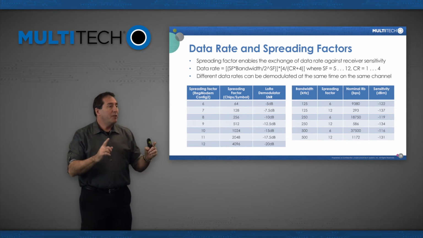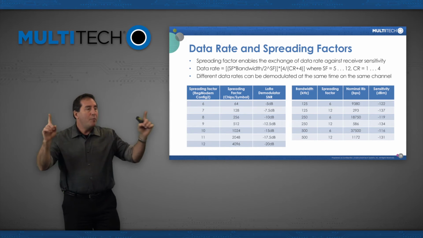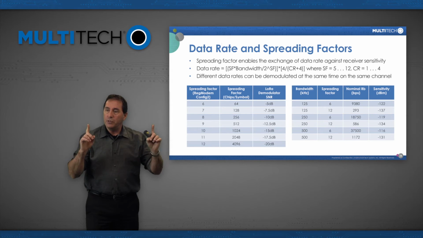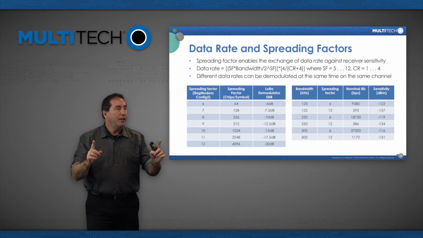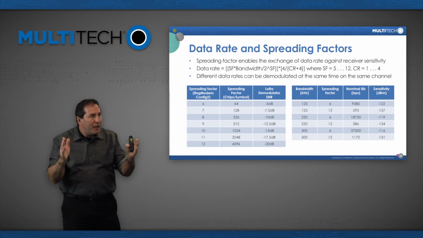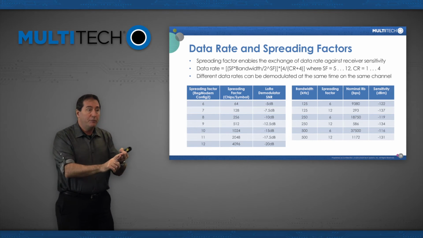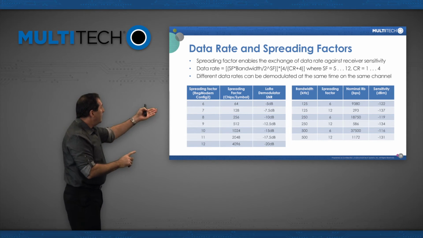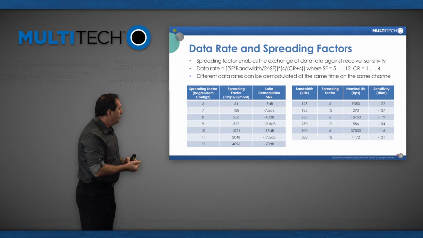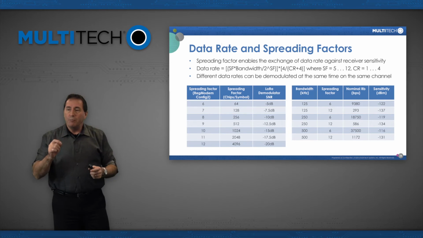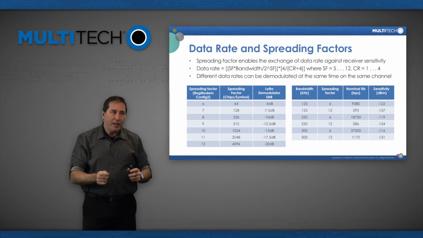So bandwidth, I'll start with that one, that's easy. How much of a frequency chunk do you use when you use your channel? How wide, what piece of spectrum do you use? So that's the 125, the 250, or the 500. In the US, it's 125 or 500. Now, the spreading factor is a little different. Remember, this is a spread spectrum radio.